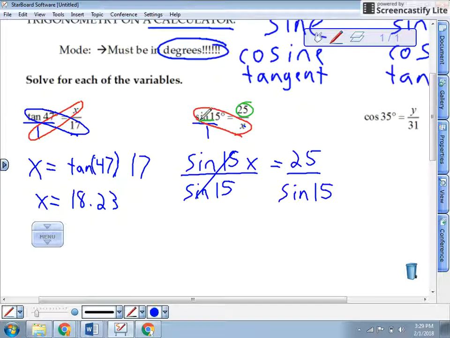That's just a little pattern some people notice. When you plug it in your calculator, 25 divided by sine of 15, you'll get x equals 96.6 as an answer.